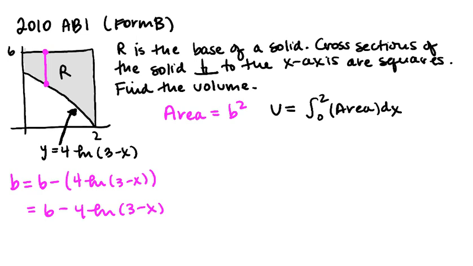The area is base squared, so this is just going to become the integral from 0 to 2 of the base, which is 6 minus 4 log 3 minus x, squared. Square the base, integrate with respect to x. This was a calculator question in 2010. And I'm pretty confident that if y'all could get this far, you could type this in, use Math 9, and get yourself an answer with 3 decimal places. And so that is going to be all I've got for you today.